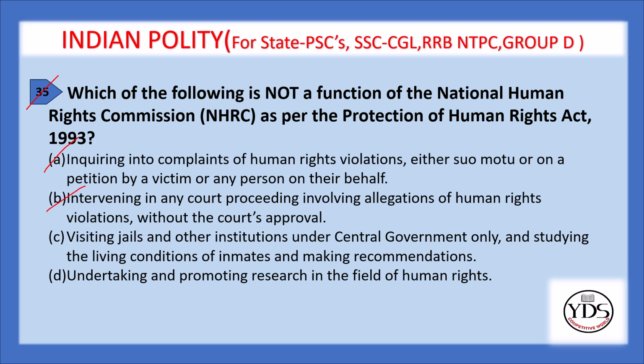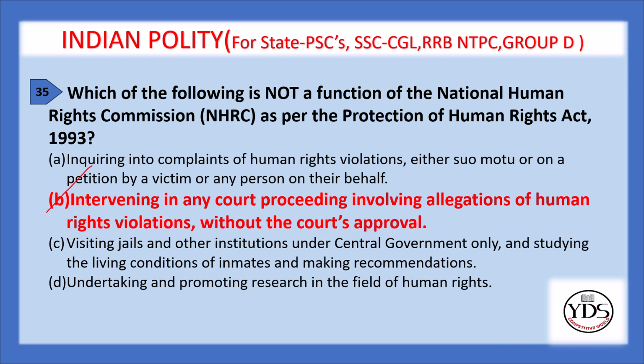Option B. Intervening in a court proceeding involving allegations of human rights violations without the court's approval. Option C. Visiting jails or other institutions under central government only and studying the living conditions of inmates and making recommendations. Option D. Undertaking and promoting research in the field of human rights. Option B. Intervening in any court proceeding involving allegations of human rights violations without the court's approval is the correct answer.